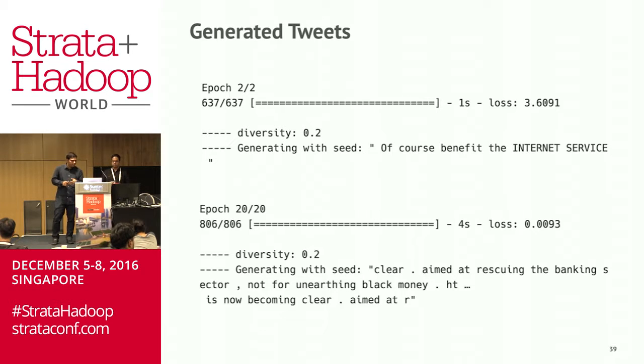And the second one, after a few more epochs, is not that clear, but it starts with "clear": "Clear, aimed at rescuing the banking sector, not for anything black money. HT is now becoming clear." Okay, aimed at.